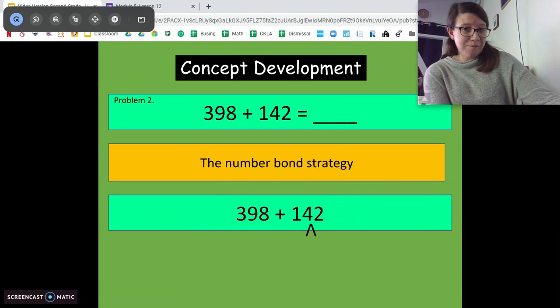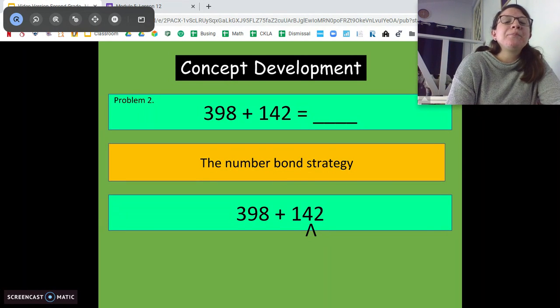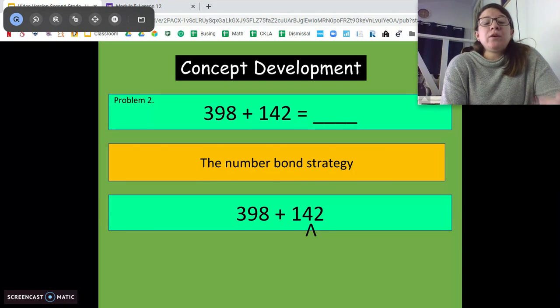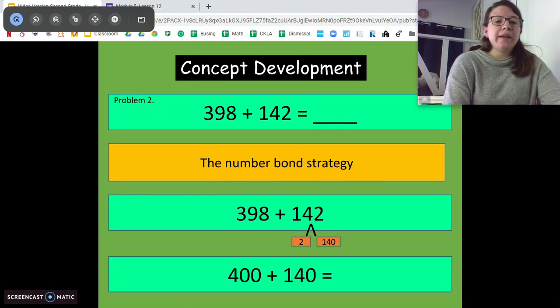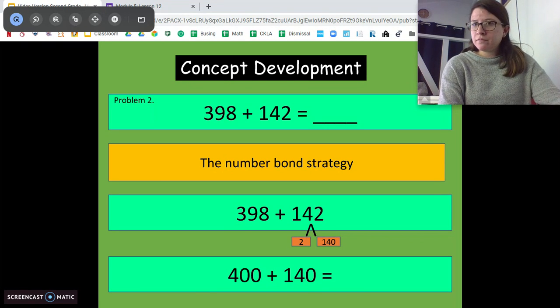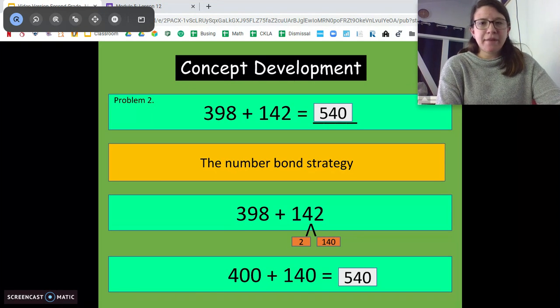You can also do the number bond strategy. I like this one a lot. Same thing, we know that we need 2 more to get to 400. So we're going to take that 2 out. We have 140. So now we have 400 plus 140, 540, same answer. So no matter what strategy we use, we got the same answer.